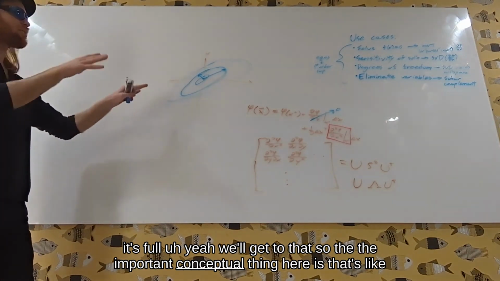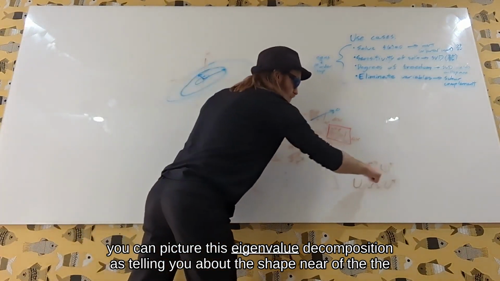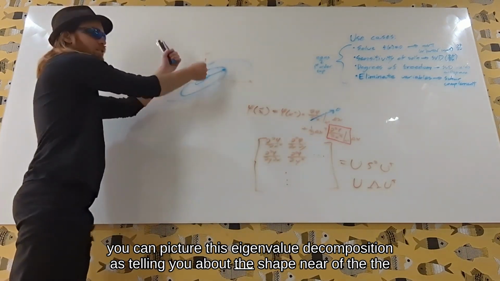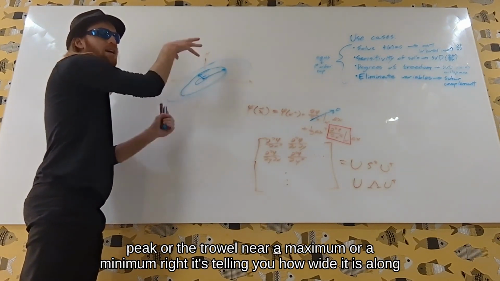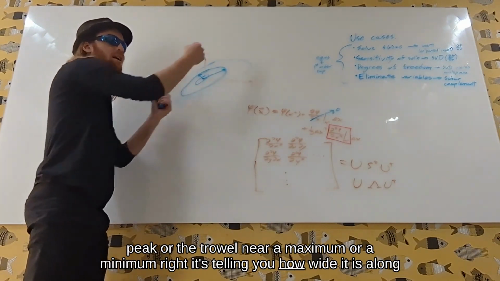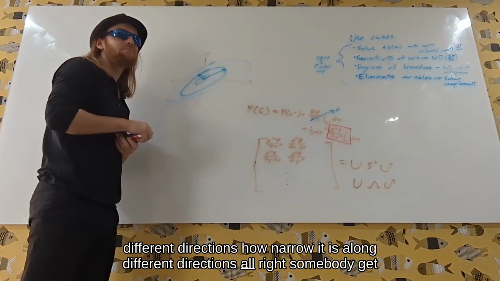So the important conceptual thing here is that you can picture this eigenvalue decomposition as telling you about the shape near the peak or the trough, near a maximum or a minimum, right? It's telling you how wide it is along different directions, how narrow it is along different directions.